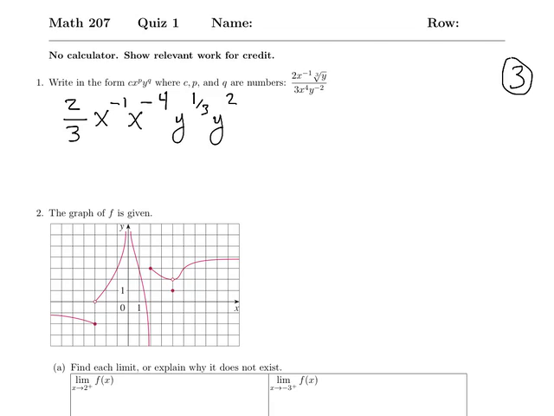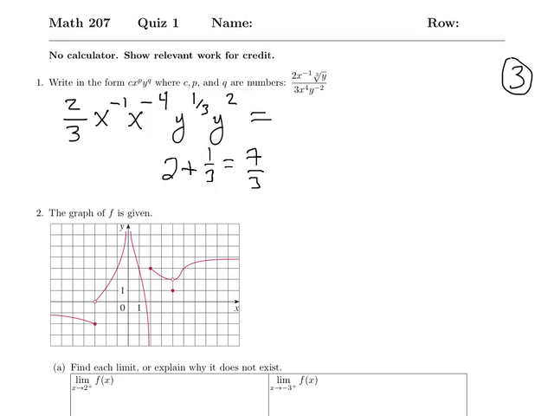Now we need to combine these exponents. When the bases are the same, like here, I can add the exponents. So x to the minus 1 times x to the minus 4 becomes x to the minus 5 by adding the exponents. Similarly, the y becomes y to the 2 plus 1/3. 2 plus 1/3 is 7/3 if you stop to get a common denominator.